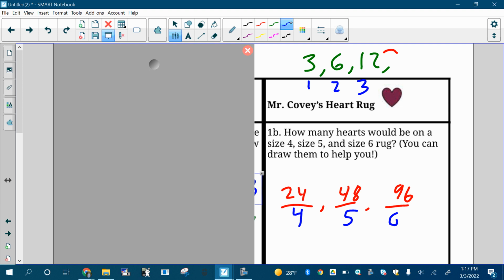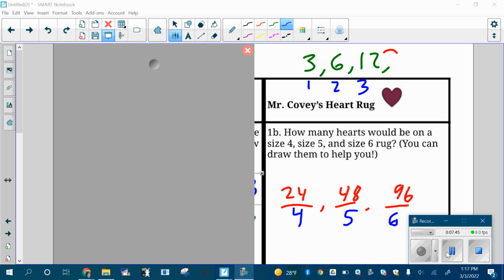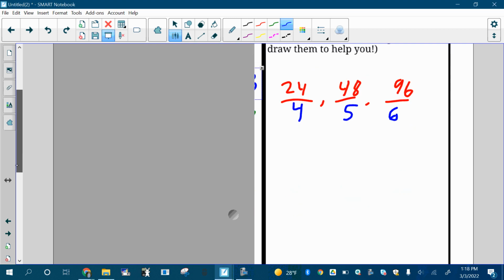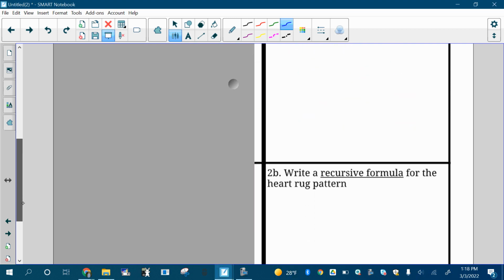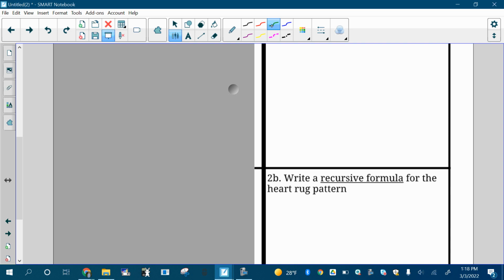Okay? You can draw them out if you want, but 96 hearts is kind of a lot to draw out. That's why looking at the numbers and continuing the pattern that way is helpful. Again, this is a multiplying pattern, not an adding pattern. Okay? Moving forward, it asks us to write a recursive formula. Remember, our recursive formula has 2 parts, a starting amount and a way to continue the pattern. What's the starting amount of hearts?